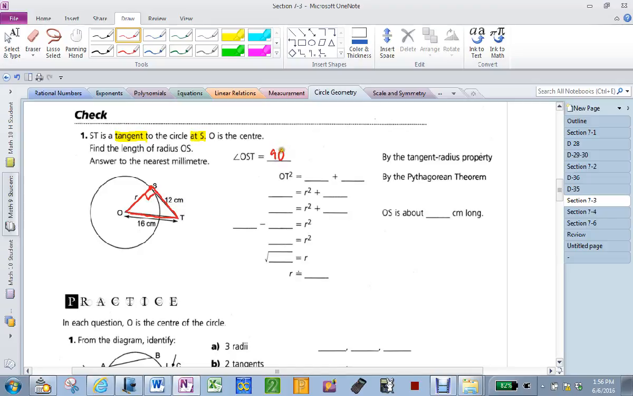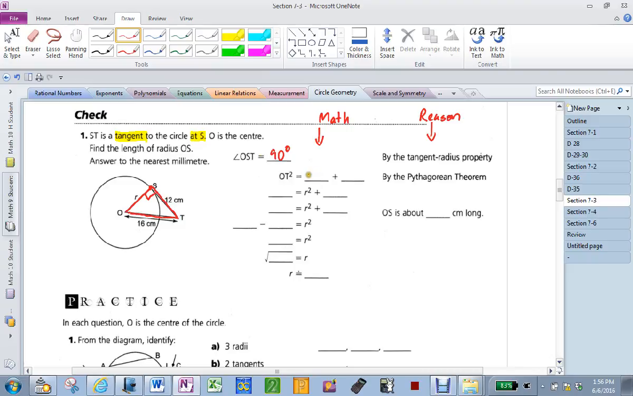OST is 90 degrees. So now I do my math. Now, please notice I have changed the way we are writing it down, because there is no way to guarantee questions will be written for you the same forever, which is why a squared, b squared, c squared messes you guys up. This side is our math. This side is our reason. You cannot make a claim in math class without having a reason for it. So, OT is the hypotenuse, yes? So OT squared equals what?